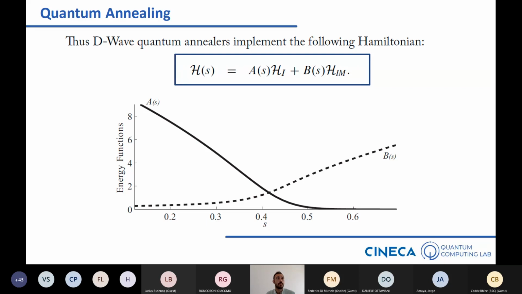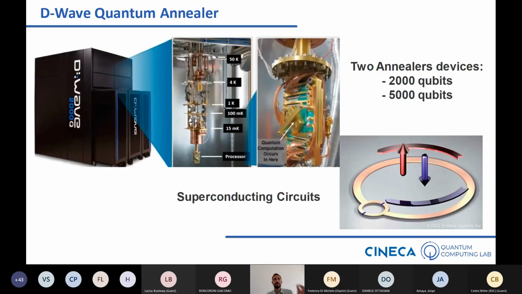so that you can explore the solution space better. Okay, so you've seen that we have D-Wave, this Canadian company, and they produce quantum annealers using superconducting circuits. They have two devices. The latest one has 5,000 qubits, the previous one has 2,000. And they are arranged in different ways.